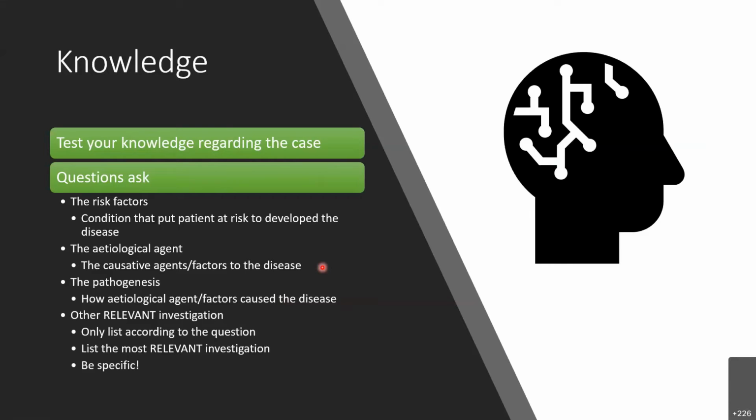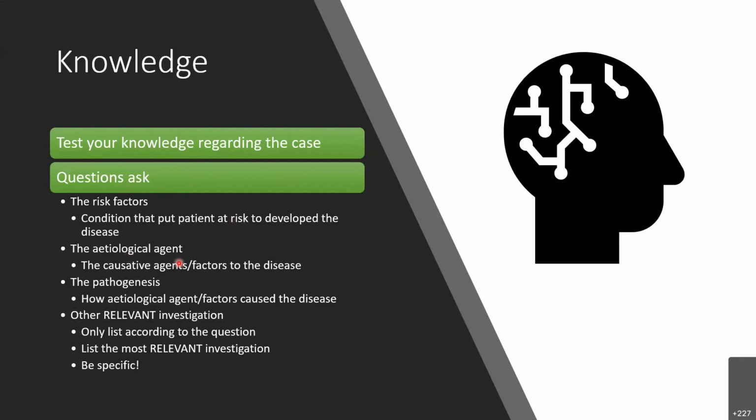The next part is where they test your content knowledge. For the knowledge part, it will test your skills to remember facts about this case. Usually the question asks for the risk factors, the etiological agent, the pathogenesis, and other relevant investigations. The risk factor is the condition that puts a patient at risk of developing the disease. For example, if a patient is a smoker, he is at risk of developing lung squamous cell carcinoma.